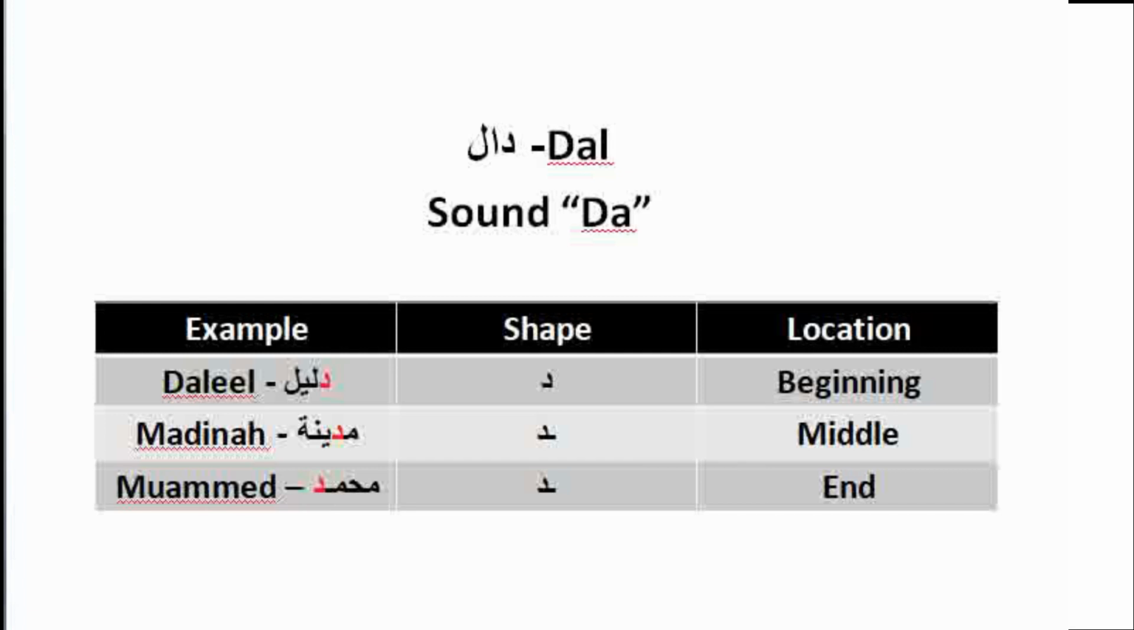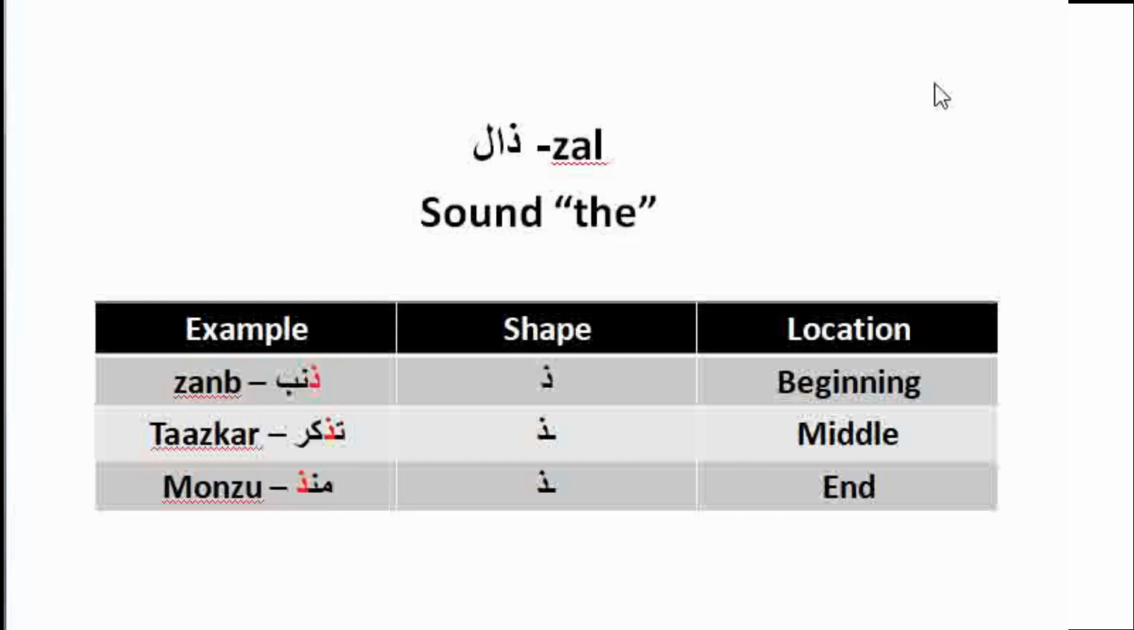The next letter will look similar to the dal. The difference is it has one dot above. This is the dhal. We don't have this letter in English, but we have the sound. The example is the article the. That's the sound of the dhal letter. In the beginning, it looks like this. An example is the word dhanb, which means sin.